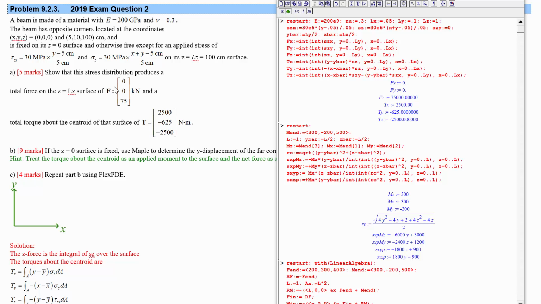We've done it. We showed that this stress produces a net force of 0, 0, and 7,500, and a net torque about the centroid of that surface of 2,500, negative 625, and negative 2,500.